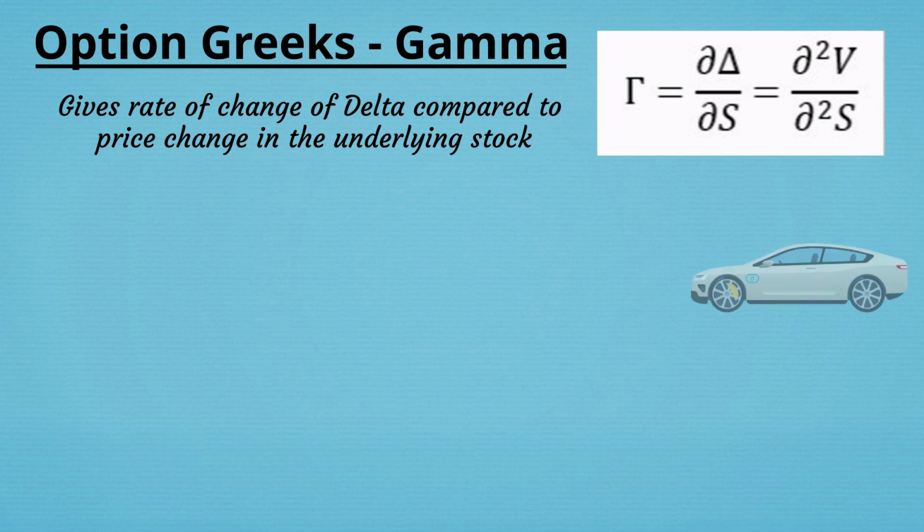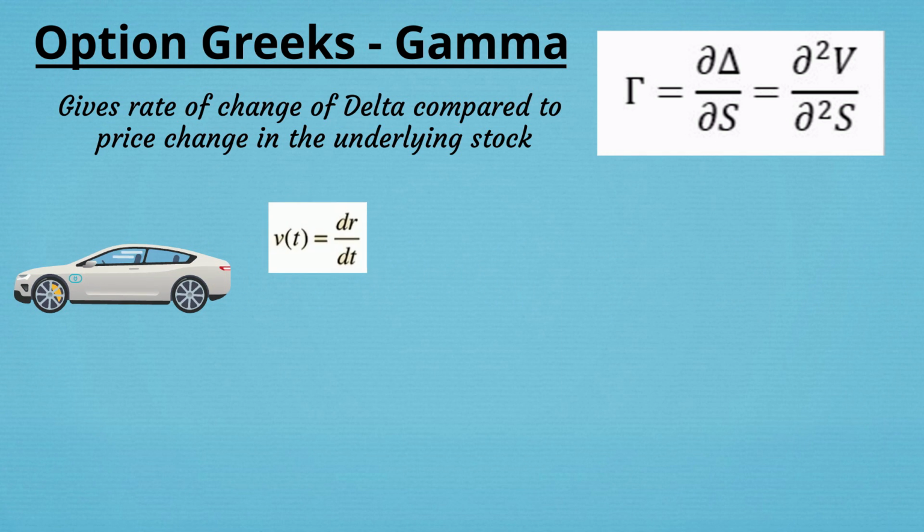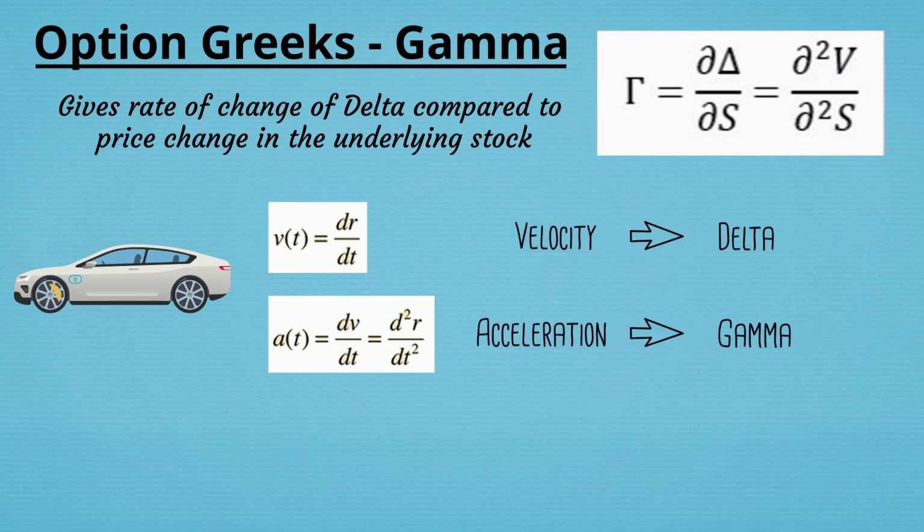So you have a car moving down the road. In order to calculate the velocity of that car, you basically take the first derivative of distance with respect to time. That gives you velocity and basically tells you how fast the car is going down the road. How fast the location is changing with respect to time. Well, when you take the second derivative of distance with respect to time, you get acceleration. So that tells you how fast the speed is changing. Well, delta and gamma work the exact same way. Delta is like your velocity, and gamma is like the acceleration.